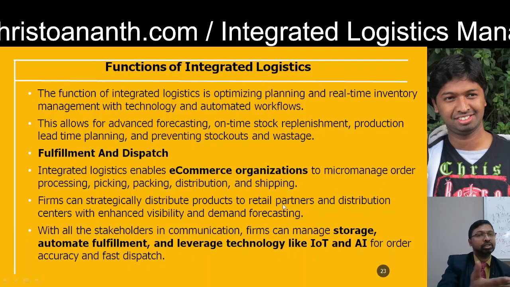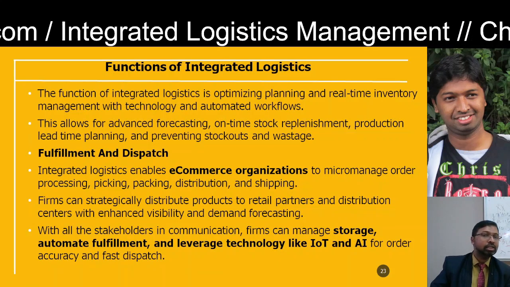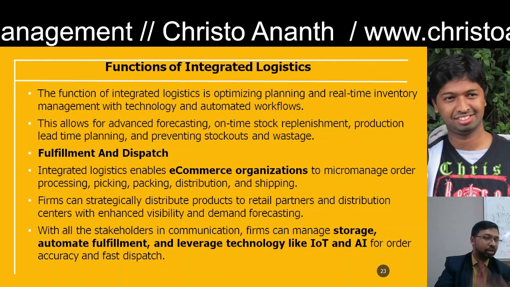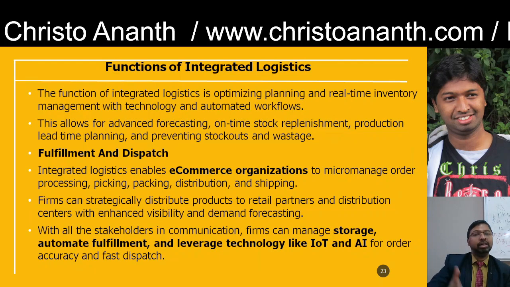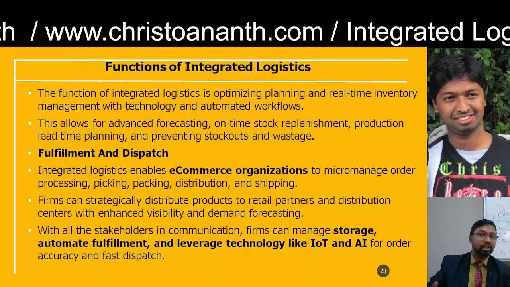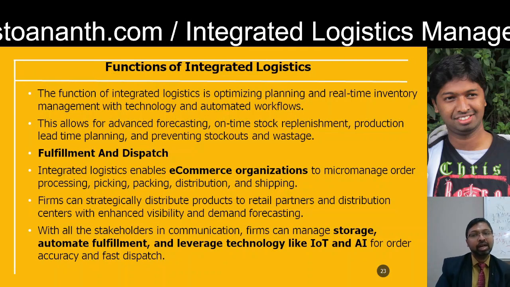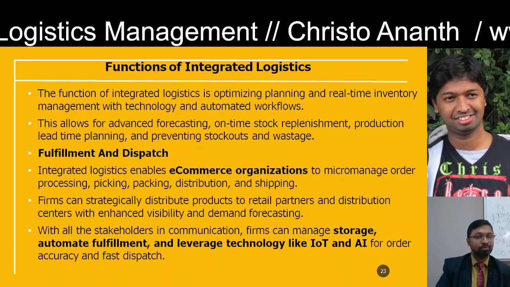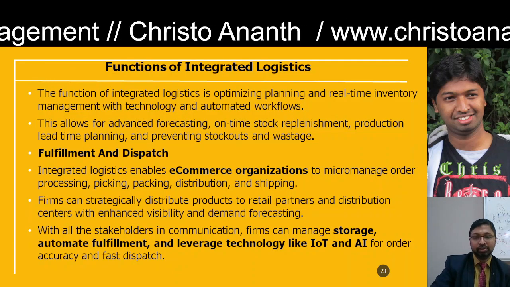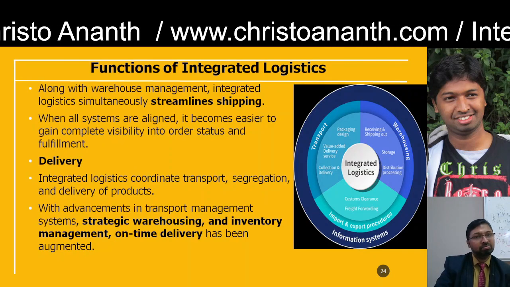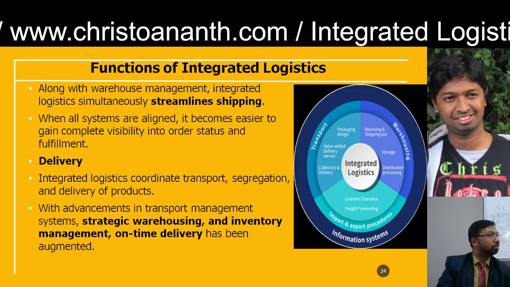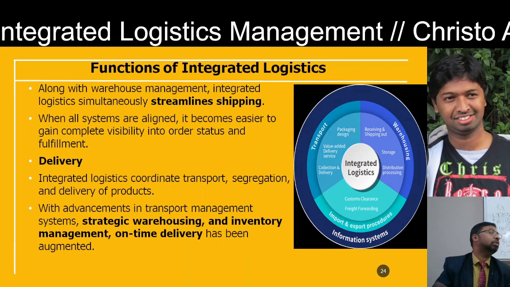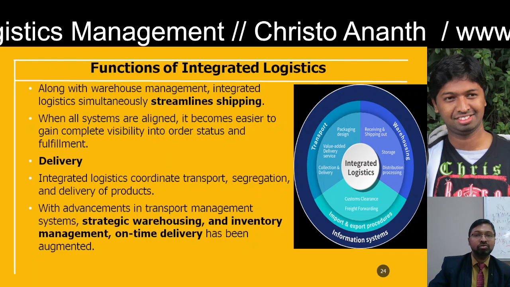And then after production we'll go for fulfillment and dispatch. This is where you're going to utilize, especially in the e-commerce organization, processing, picking, packing, distribution, and finally shipping even. And this is the way you are going to apply AI and IoT, artificial intelligence and internet of things, especially for accuracy, for performance, and for faster dispatch even. Right. So through this WMS, ECWMS, the integrated logistics is going to streamline the shipping procedures, and you are going to track the order status and fulfill the demands even.